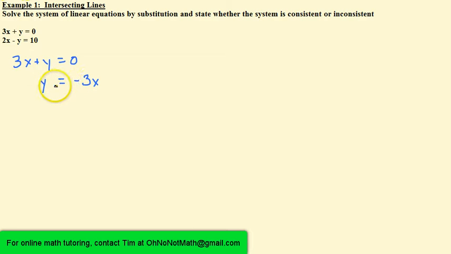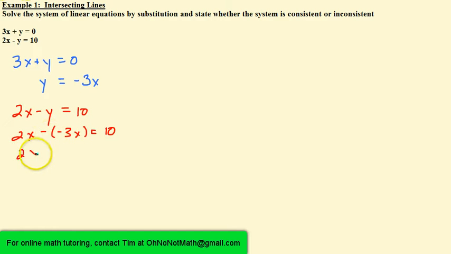So my next step is to take this negative 3x and plug it into y for the second equation. So let's write the second equation. We have 2x minus y equals 10. 2x minus, and wherever we have y, we just plug in this negative 3x because y equals negative 3x. So let's plug in negative 3x here, equals 10. And let's solve for x.